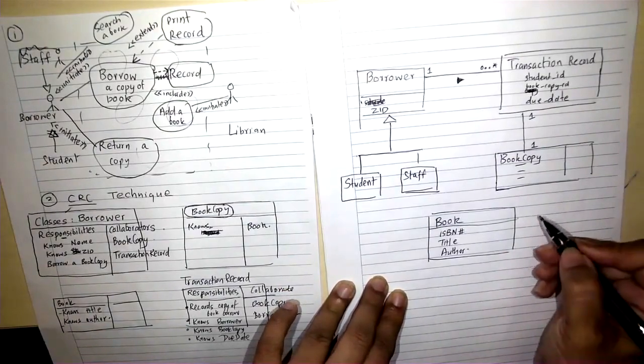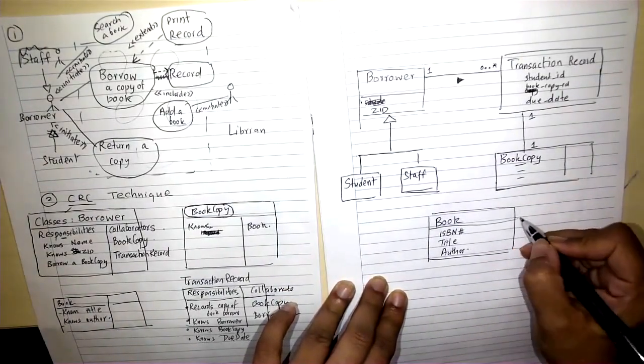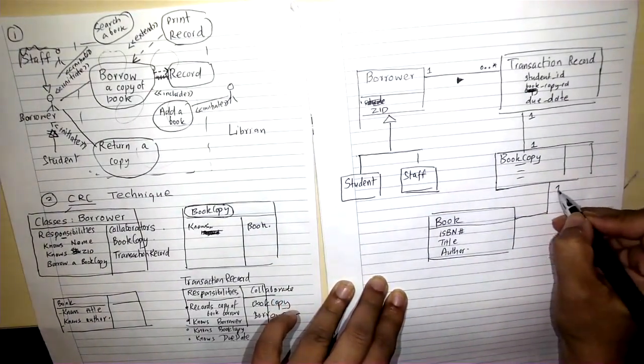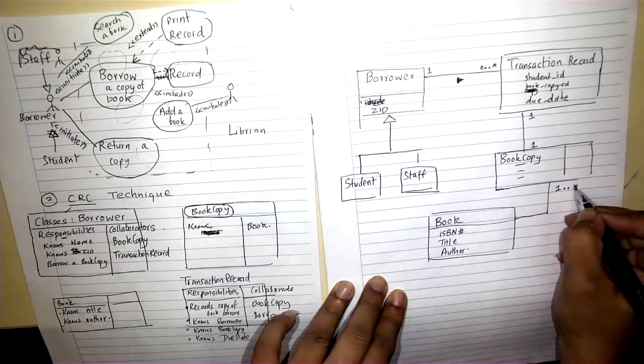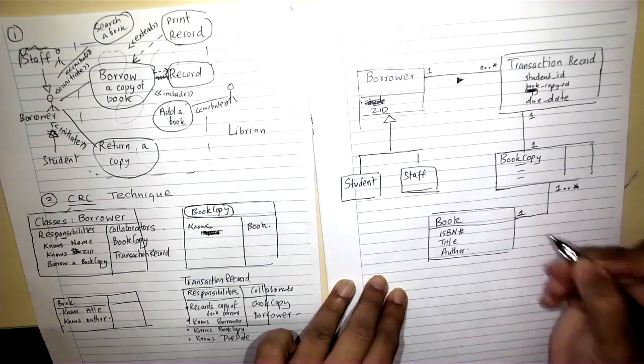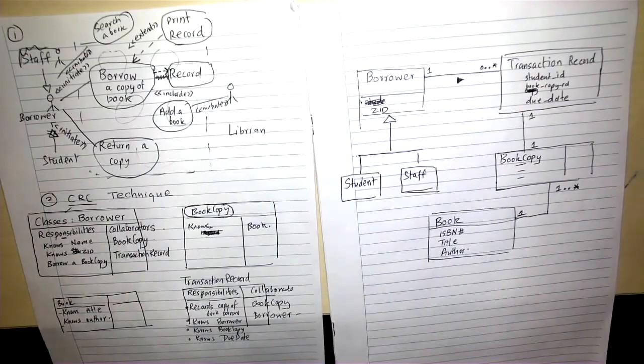So let's look at the relationships. A book can have multiple copies. Let's say the library had a rule that if you had a title, you must have at least one copy of the book. So you could say one book is associated with one or more copies of the book. A borrower can be a student or a staff, and a borrower can have one or more loan transactions, and each loan transaction will be associated with a book copy.